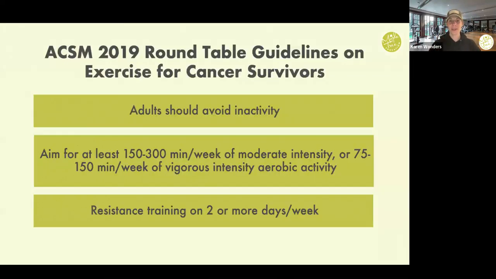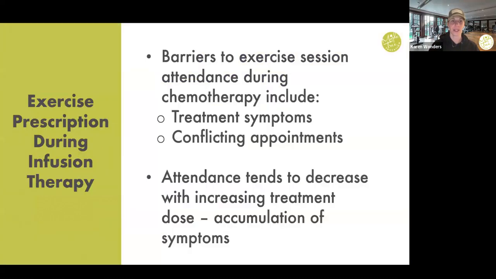So when you're prescribing exercise for someone who is in chemotherapy, number one, first and foremost, you want to avoid inactivity. And so being able to do what you can. Some activity is better than no activity. Ideally, we want to aim for at least 150 minutes of moderate intensity exercise or 75 to 150 minutes of vigorous intensity exercise. I personally would not recommend vigorous intensity exercise during chemotherapy unless that patient was well trained before their cancer diagnosis, just because you do want to protect their immune function. And then resistance training on 2 or more days per week.